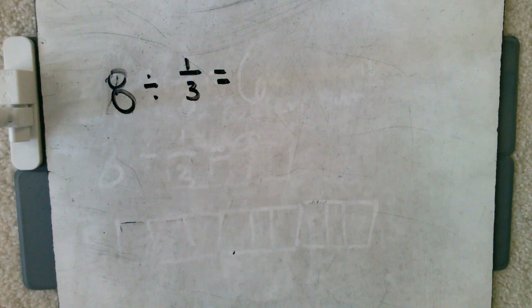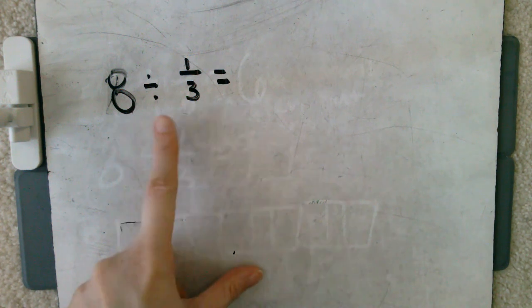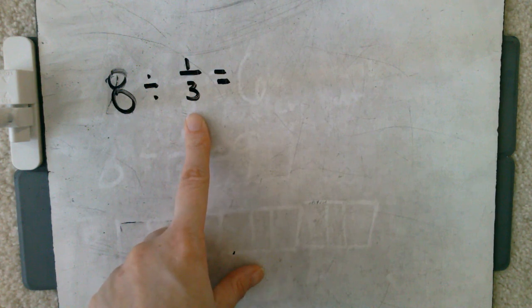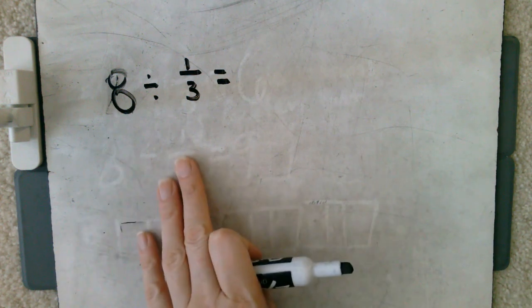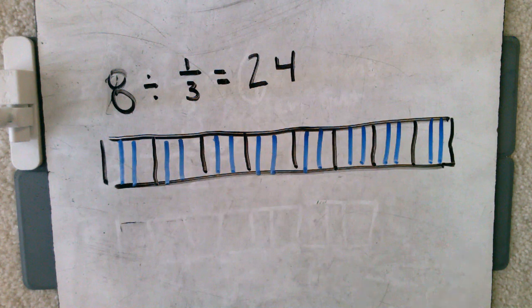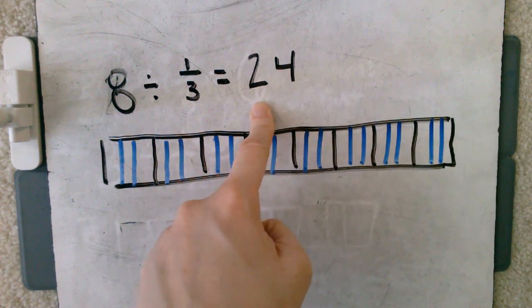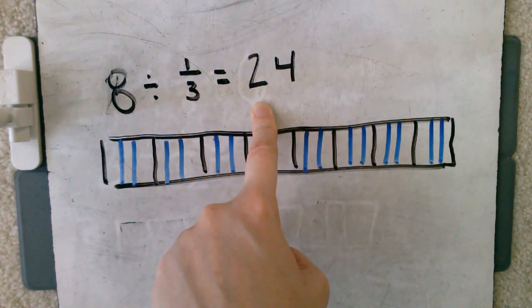For our next division sentence, write on your whiteboards the same problem that I have. Let's read this division sentence together. 8 divided by 1/3 equals. On your personal whiteboards, I want you to write down this division sentence, but also include its answer. Come back when you're ready to see the answer for this problem. If you got 24, give yourself a high five. Nice job, mathematicians.